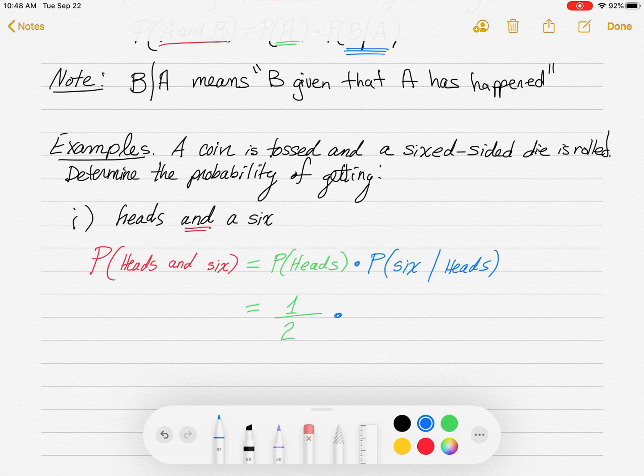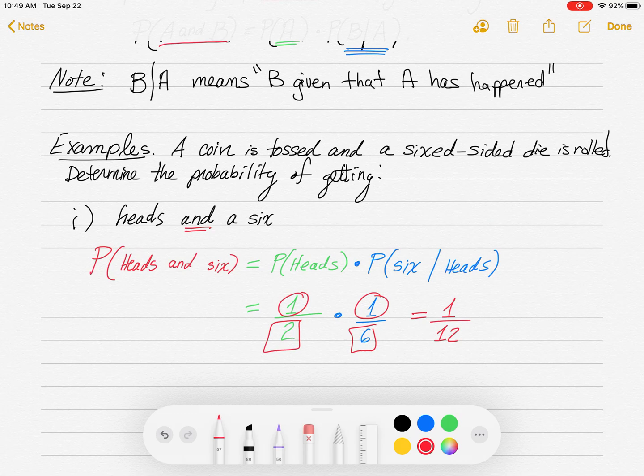So we're just focusing on the die. What's the probability of getting 6 on the die? There's 1 six on the die, and there are 6 outcomes: 1, 2, 3, 4, 5, 6. So 1/2 times 1/6. How do you multiply fractions? This is something you have to remember. Take the top times the top, which is 1, and take the bottom times the bottom, 2 times 6 is 12. So 1/12 is the probability of getting heads and 6 when you toss a coin and roll a die.